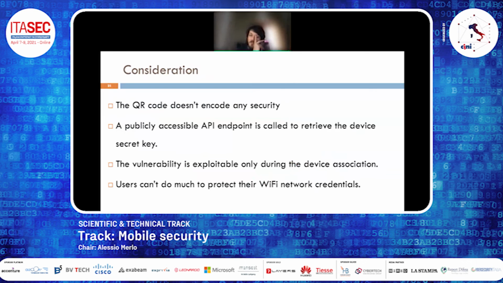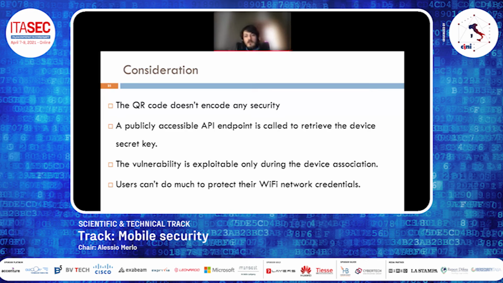But the main problem here is that the QR code does not encode any security information related to the device, but instead a public service endpoint is called to retrieve the device secret key, and it is actually open. Note that this vulnerability is exploitable only during the device association and by a nearby attacker. However, in case of a successful exploitation, an attacker will be able to compromise not only the device, but the whole Wi-Fi network of the final customer.